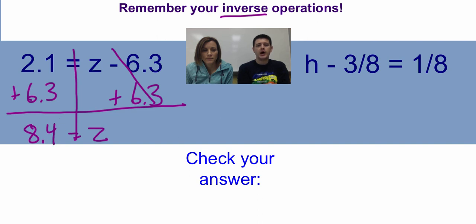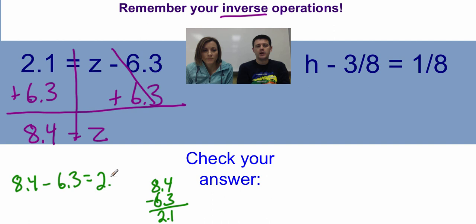And then we go back and do our check. I'll make sure I switch colors. In place of z, we put our answer, 8.4 minus 6.3. So anytime you're dealing with decimals or fractions, we want to see the work to support it. Show us that you really do get 2.1 as an answer, and then you're allowed to put your check.